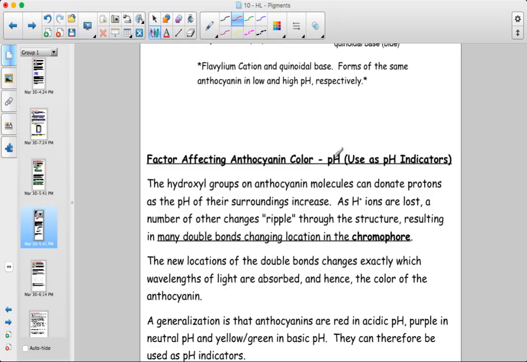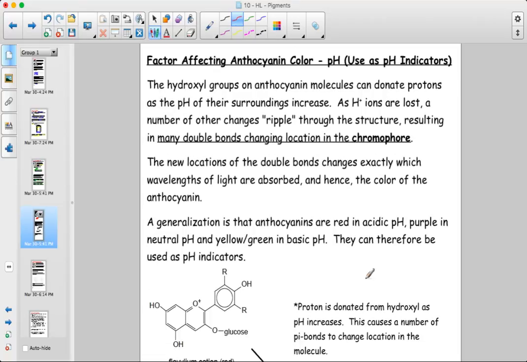And so as that H+ gets lost, there are a number of ways that the electrons will shift around. And so many of the double bonds end up changing locations in what we call the chromophore, the part of the structure that gives it the color. So if you change all the locations of the double bonds, it changes the exact wavelengths of light that are absorbed, and so the color of the anthocyanin changes.